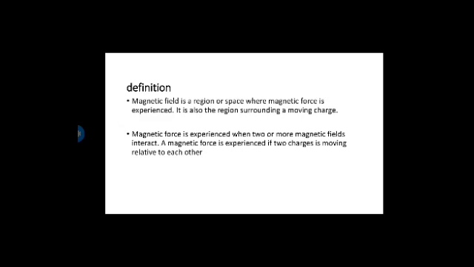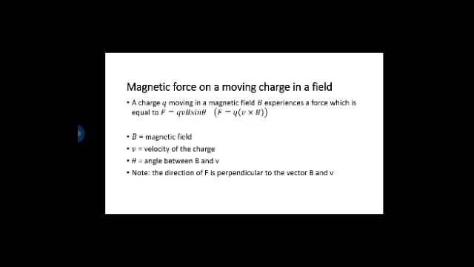Now, by definition, magnetic field is a region of space where magnetic force is experienced. It is also a region surrounding a moving charge. That also means that when a charge is moving, it generates magnetic field. Magnetic force is experienced when two or more magnetic fields interact. A magnetic force is experienced if two charges are moving relative to each other. So when a magnetic field interacts with another magnetic field, a force is experienced.